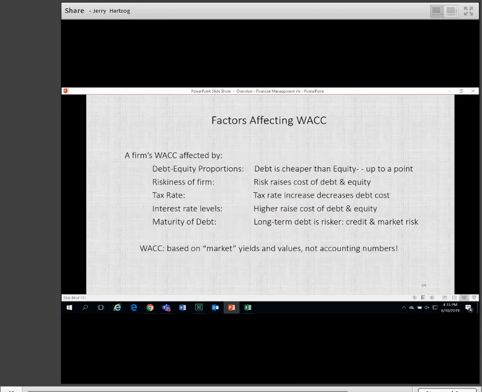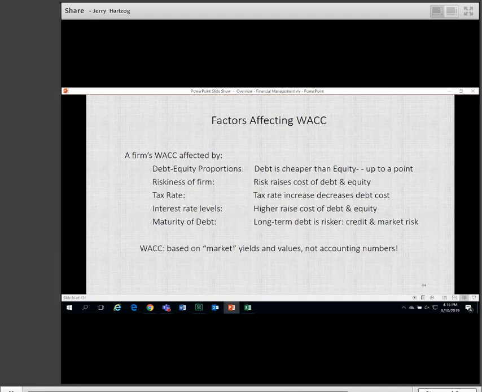So what affects WACC? Well, several things. The proportions of debt and equity affect it. Debt is generally cheaper than equity. So if you have more debt and less equity, your WACC is lower. Well, but we'll find out that at some point, though, you could have excessive debt, and that would cause some problems. But generally, debt is cheaper than equity, so increasing debt would increase profitability.